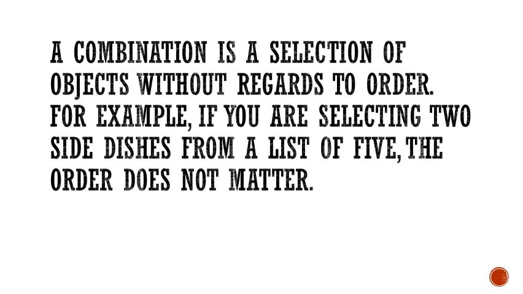Alright, so next we have combinations, which is a selection of objects without regards to order. So order does not matter. For example, if you have a selection of 2 side dishes from a list of 5, the order doesn't matter because it doesn't matter in what order you place the side dishes, you're still going to eat them.